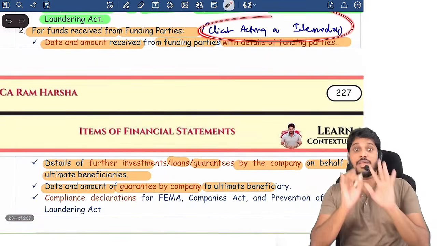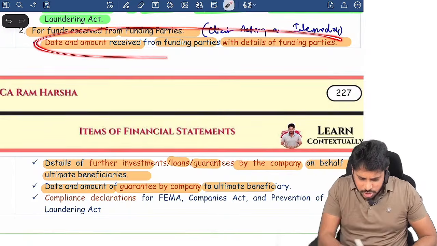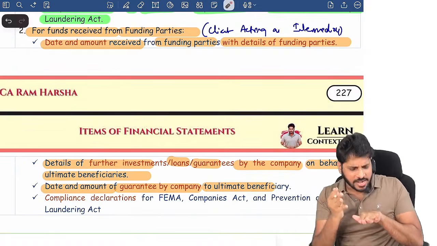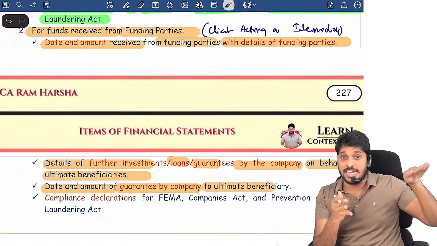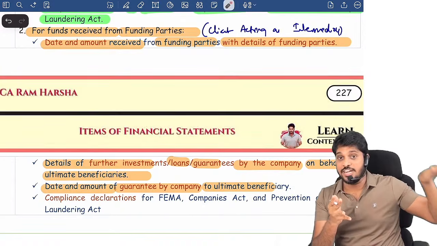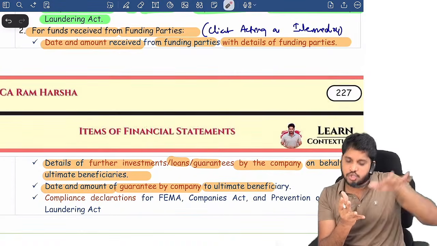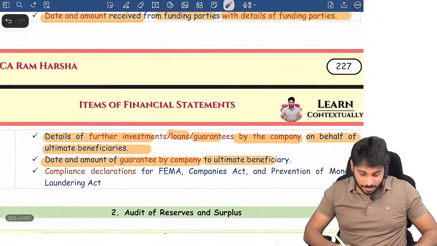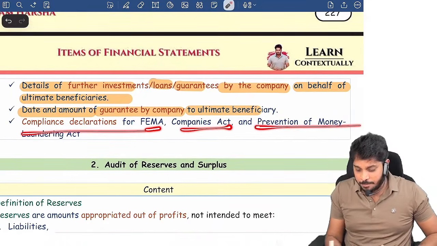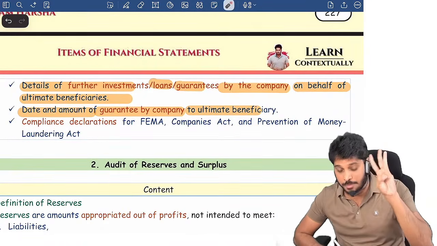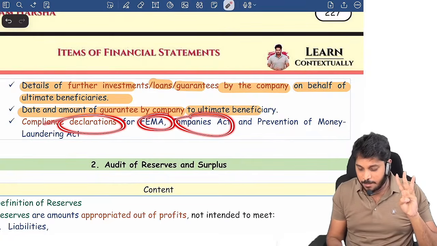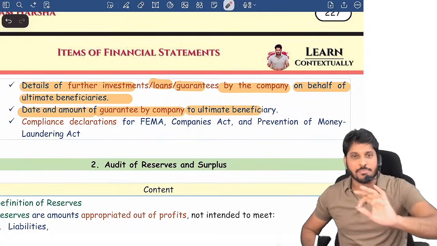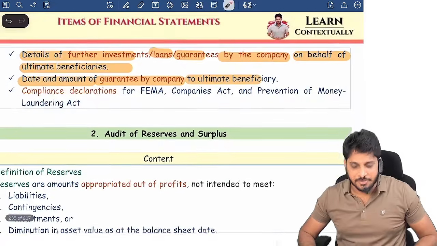Suppose our company is the intermediary, then the first point alone will change. Only the first point: on which date, how much amount I received from the funding party. Then I have to give details of further investments by the intermediary, the date and amount of guarantee given to the ultimate beneficiary. Are you clear? And compliance declarations for FEMA, Companies Act, Prevention of Money Laundering Act. These three acts you must quote, guys. That's it, guys. The first additional regulatory information is done.